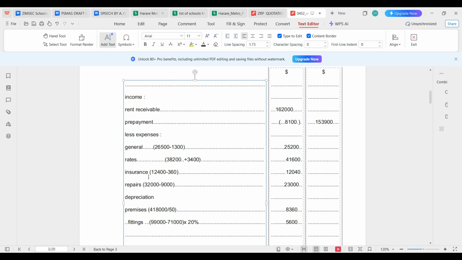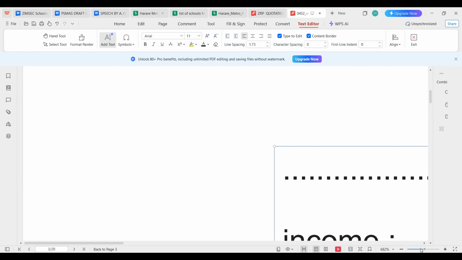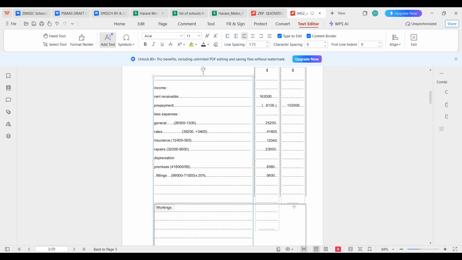For insurance, we had a prepayment for 3 months, which is 360, that we also subtracted. For repairs, we deducted the 9,000 that was put there, which was not supposed to be for repairs but for capital expenditure. We calculated the depreciation, and we did this. And then what do we need to do next? Take note of the layout, it is very, very important. We now add everything on the expenses that we have.